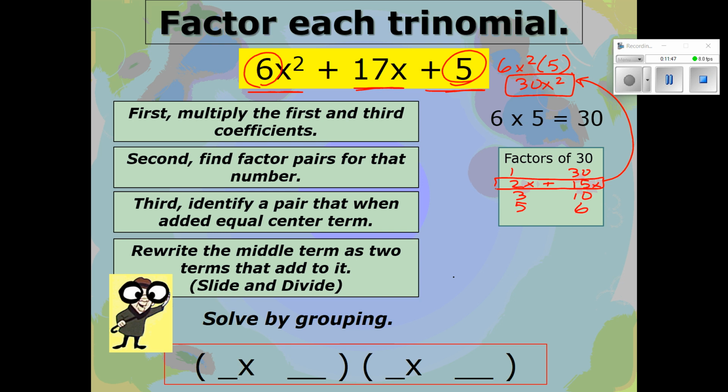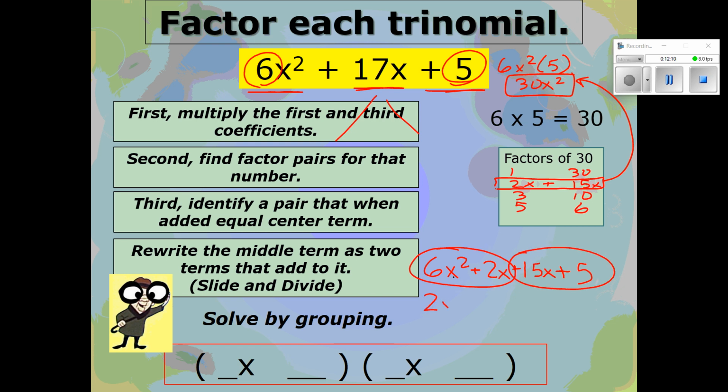So now we're ready to slide and divide. We keep the first term, slide down the last term, and we're dividing the middle term into two. I think I'll group the 2x with the 6x squared. And I'm going to group the 15x with the 5. Okay, now we have four terms, so we're going to factor by grouping.